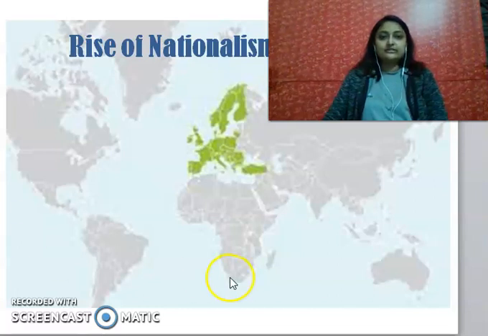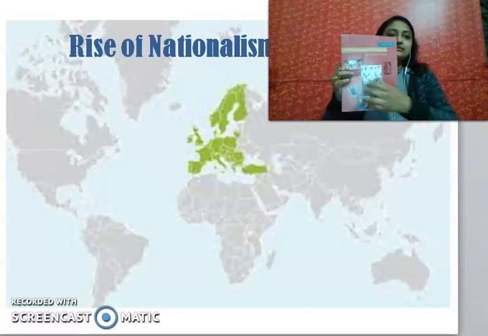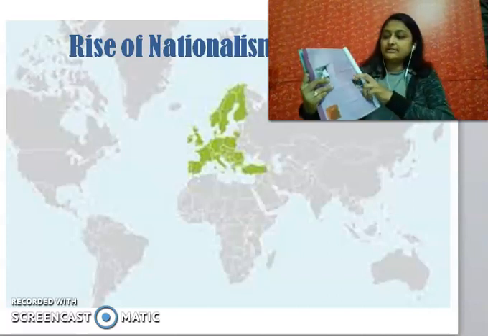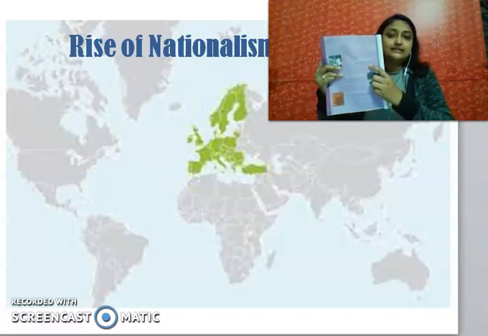Hello students, let's see the first chapter of history. This is your history book. In that you can find the index. The first section is events and processes, and the first topic is rise of nationalism in Europe. In this you get 6 units. Prior to that you will get to know how all this started, how rise of nationalism started in Europe.